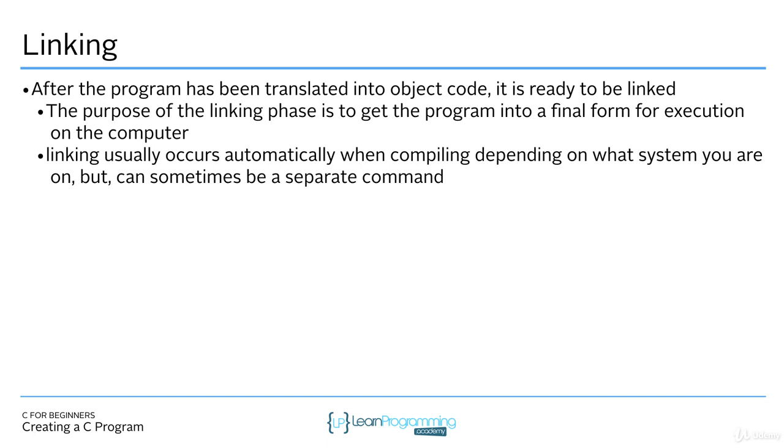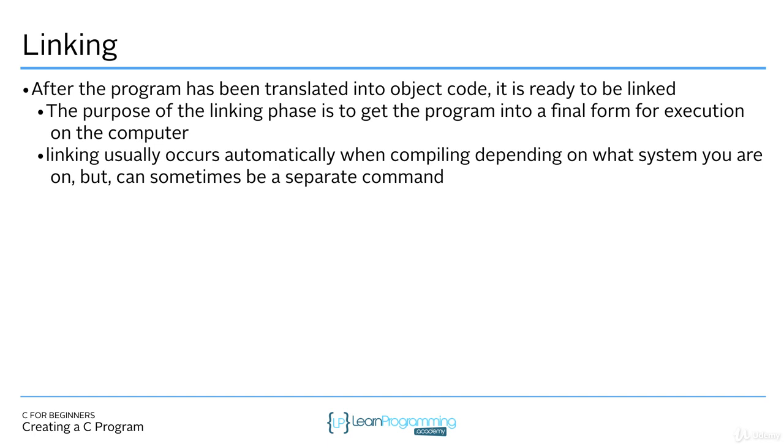So after the program has been translated into this .o code, this object code, it then is ready to be linked. The reason we link is if we're using external libraries, we have to grab all those other libraries and put them into one program. So linking is just getting all of the dependencies in place and building an actual executable file. So the .o file is the object. You then link all the .o files into one executable.